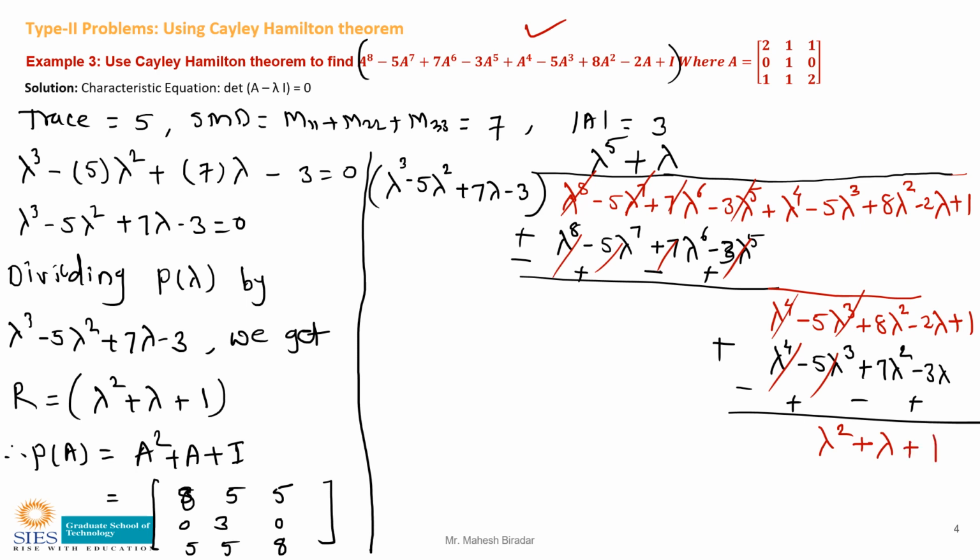We have used the formula that dividend is equal to divisor into quotient plus remainder. And finally, the value of the divisor is 0 by the Cayley-Hamilton theorem. So finally we got only A square plus A plus I, and the matrix represented by it is 8 5 5, 0 3 0 and 5 5 8. So I hope this application is clear to everyone. Definitely one question they may ask on this part. This question has come many times. Thank you.